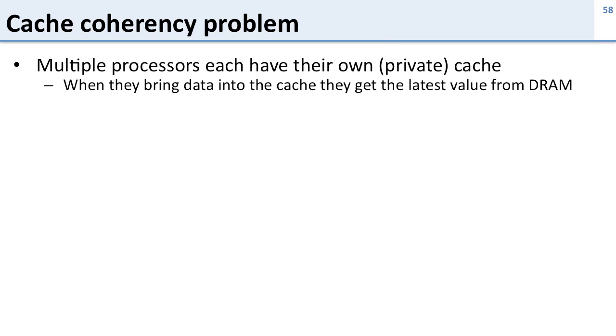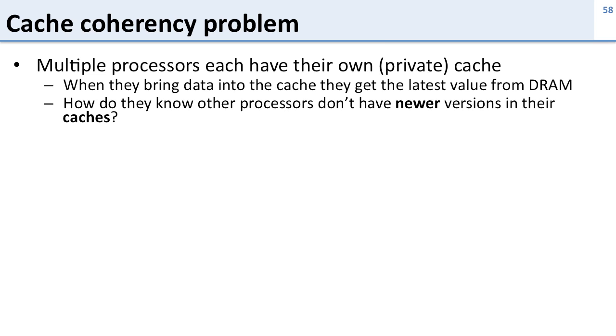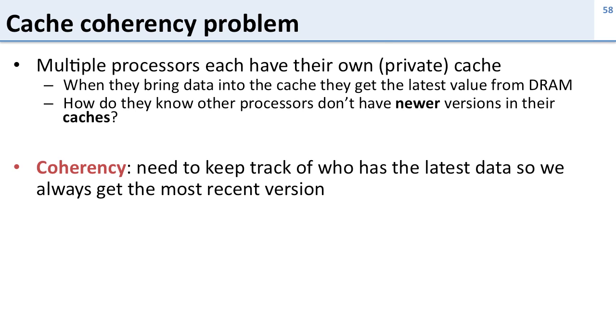So what's the problem we have? We have multiple processors, and they each have their own caches. When they bring data into their cache, they get the latest value from DRAM, but there may be newer versions in other caches. And how do we find that out? This is called coherency. This is the idea that we need to keep track of who has the latest data, so we make sure whichever processor we're at and whichever cache has the latest data, we always get the most recent version.